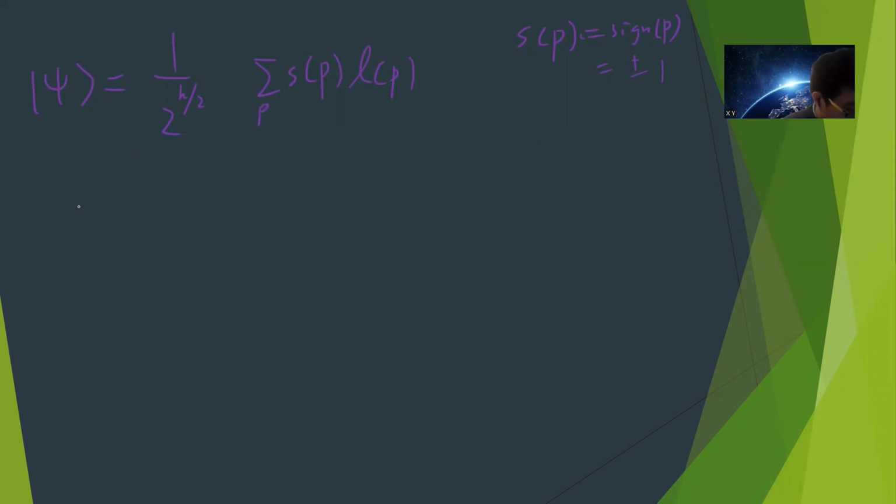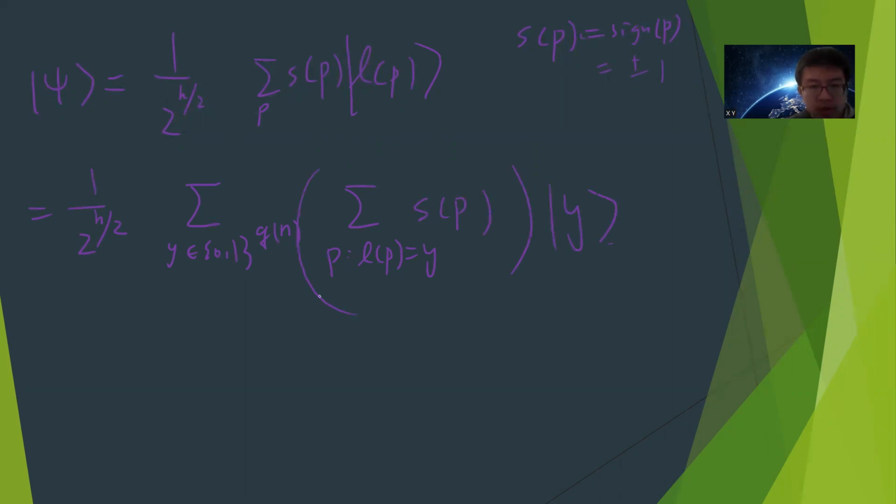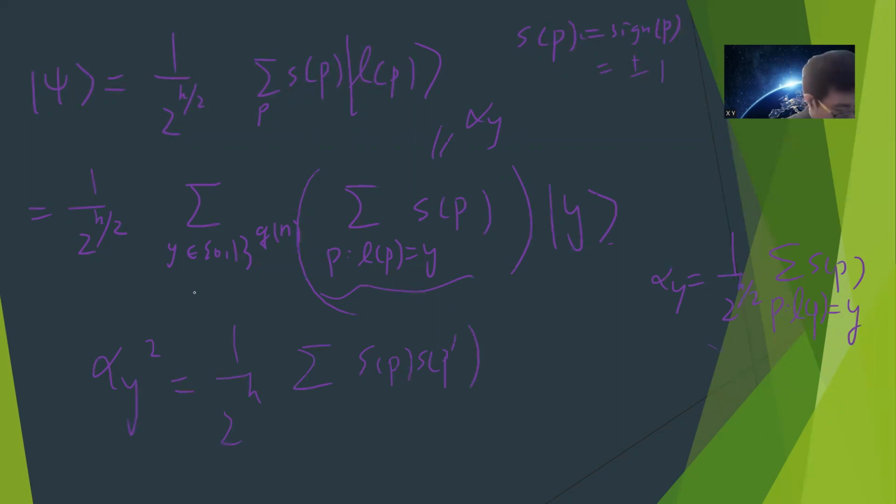So I can write 1 divided by 2 to the h divided by 2, and the summation over y belongs to 0, 1 to the n, of the sum over p with L of p equal to y of S of p, and I collect the results. Let's call it alpha y. Alpha y is the amplitude you measure. So you consider all the paths such that L of p will be y. You square this, and it will be the sum of S of p times S of p prime over p and p prime, but such that L of p equals L of p prime. Okay, so this is your alpha y squared.